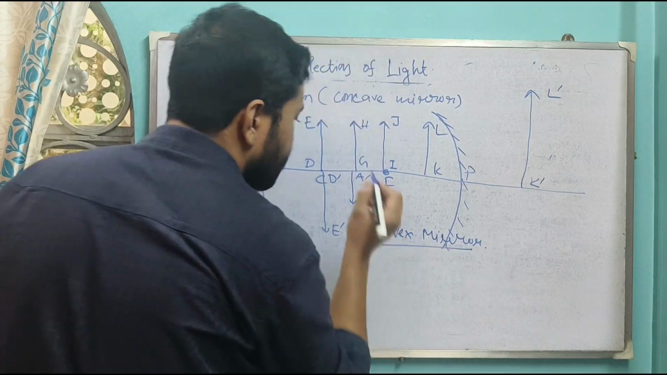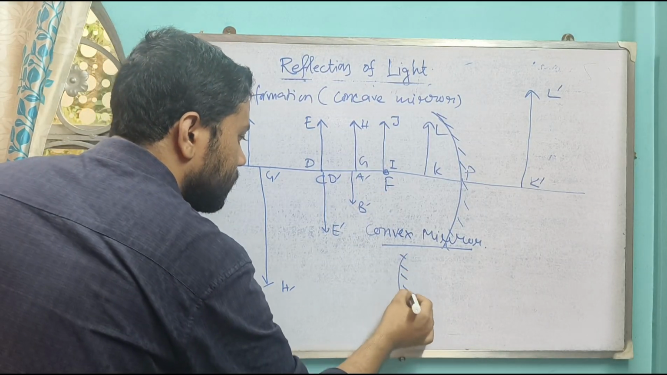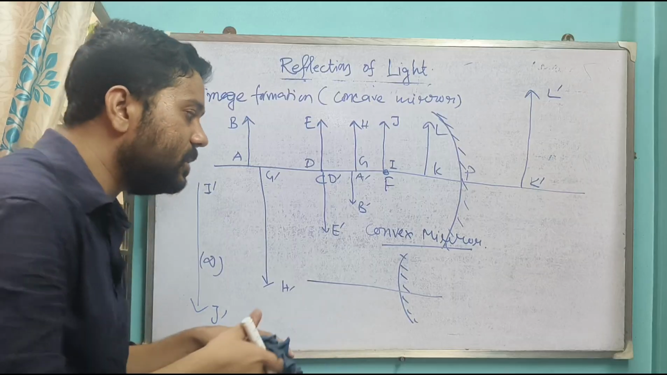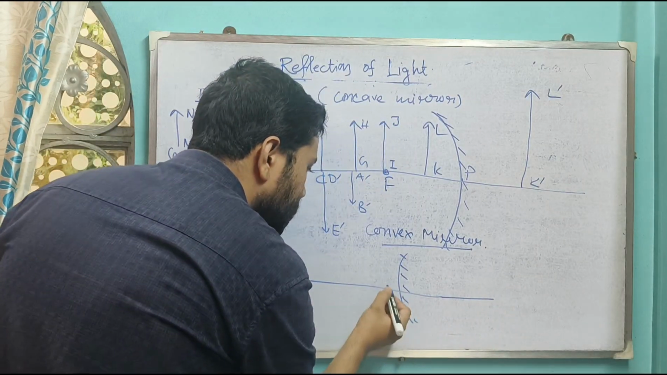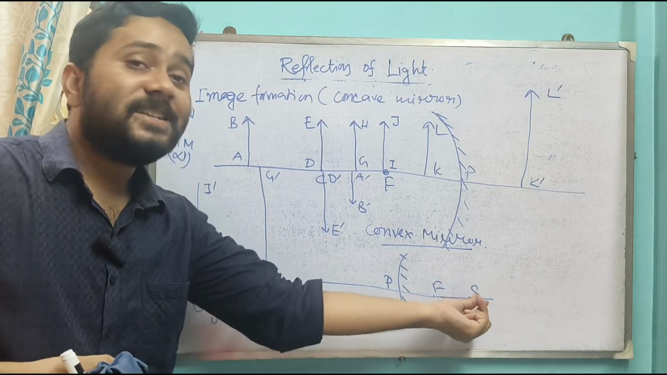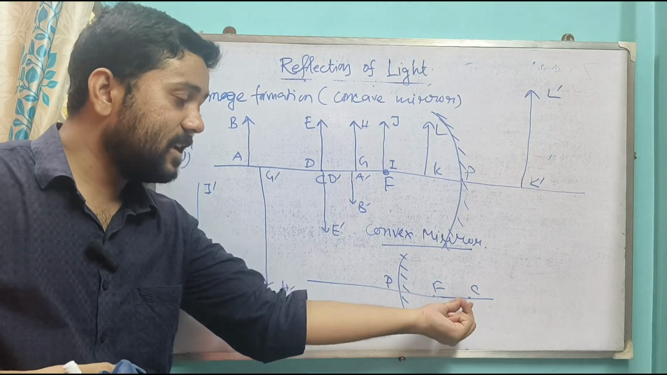Okay, so first we will draw the convex mirror. This is the convex mirror, where the reflecting surface is curved outward. I have drawn it properly. Now here is the pole, here is the focus, and here is the center. Here the focus and center are inside the mirror, so this is interesting.